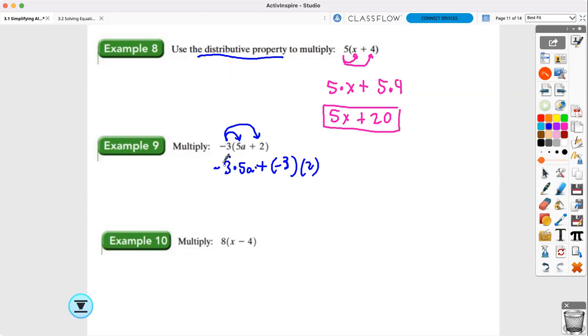So then we multiply, class. -3 times 5a, that's -15a. -3 times 2, that's -6. But we have a plus of a negative. Remember what I said in class earlier, that if we're ever adding a negative, it's the same thing as what operation? We're technically still just what? Are we subtracting or adding?